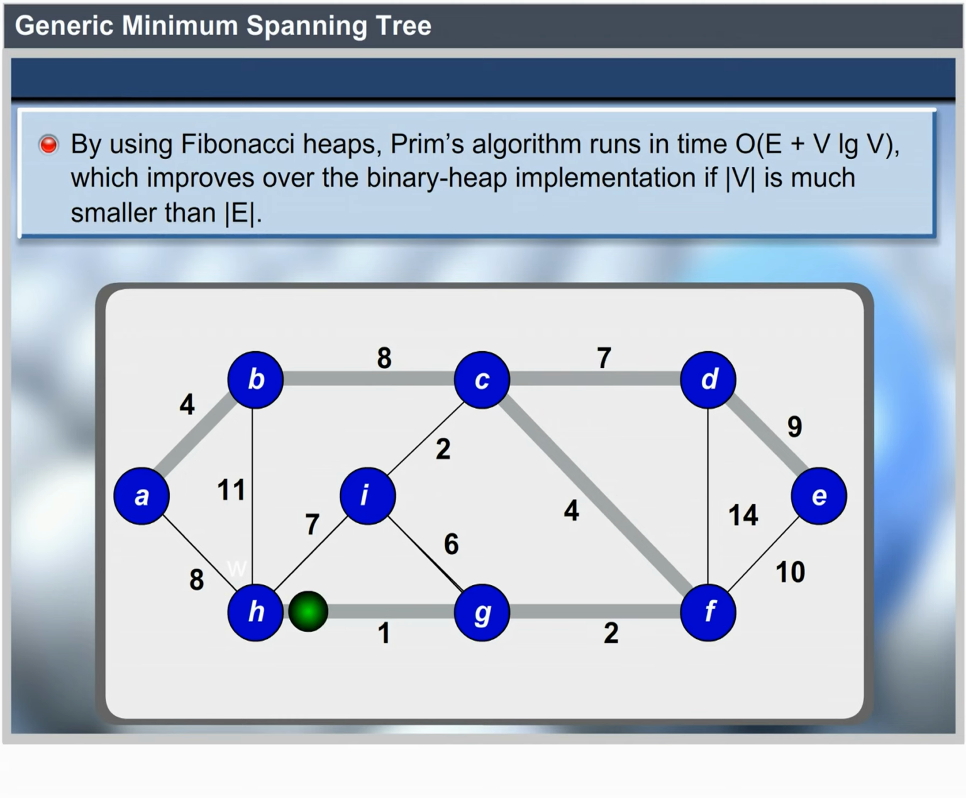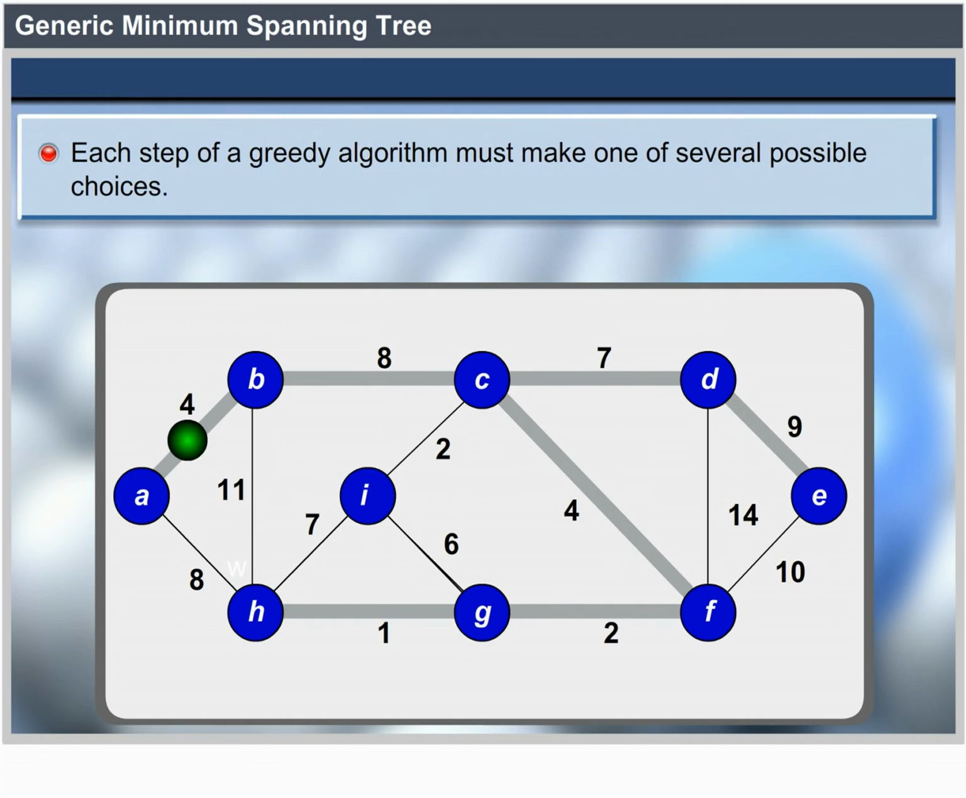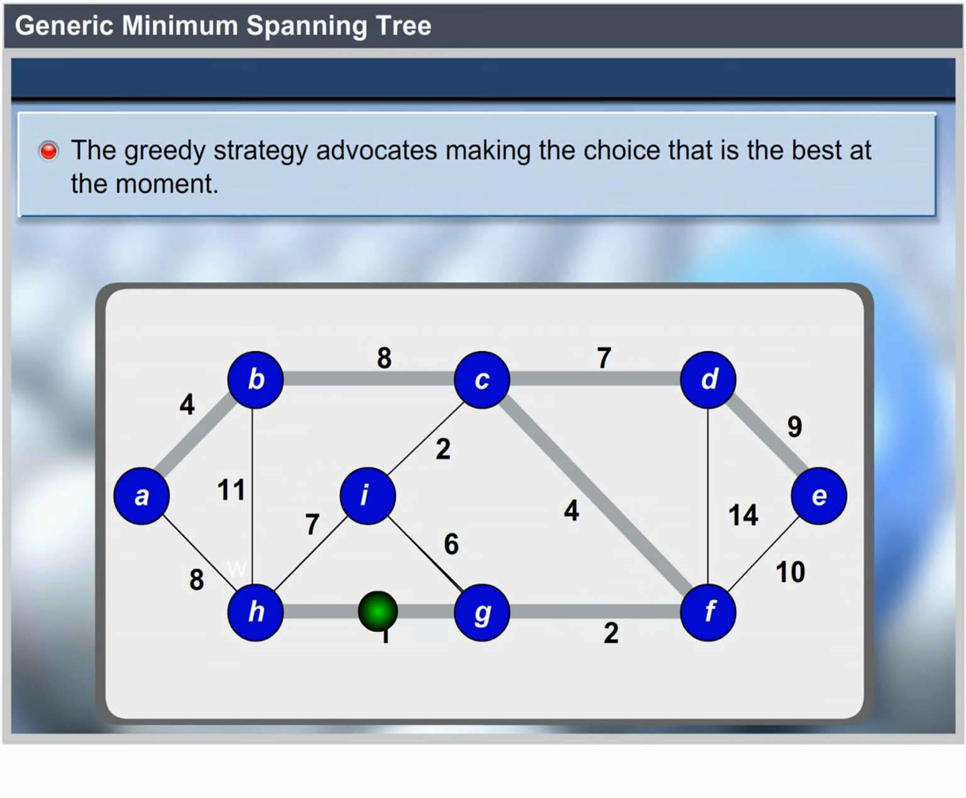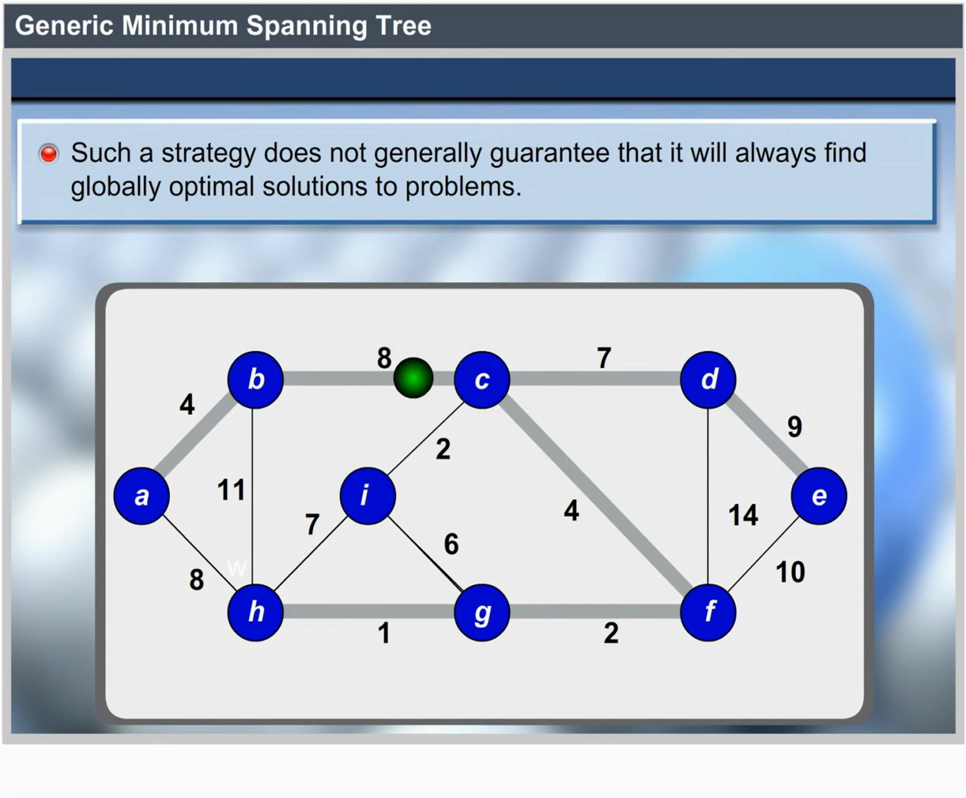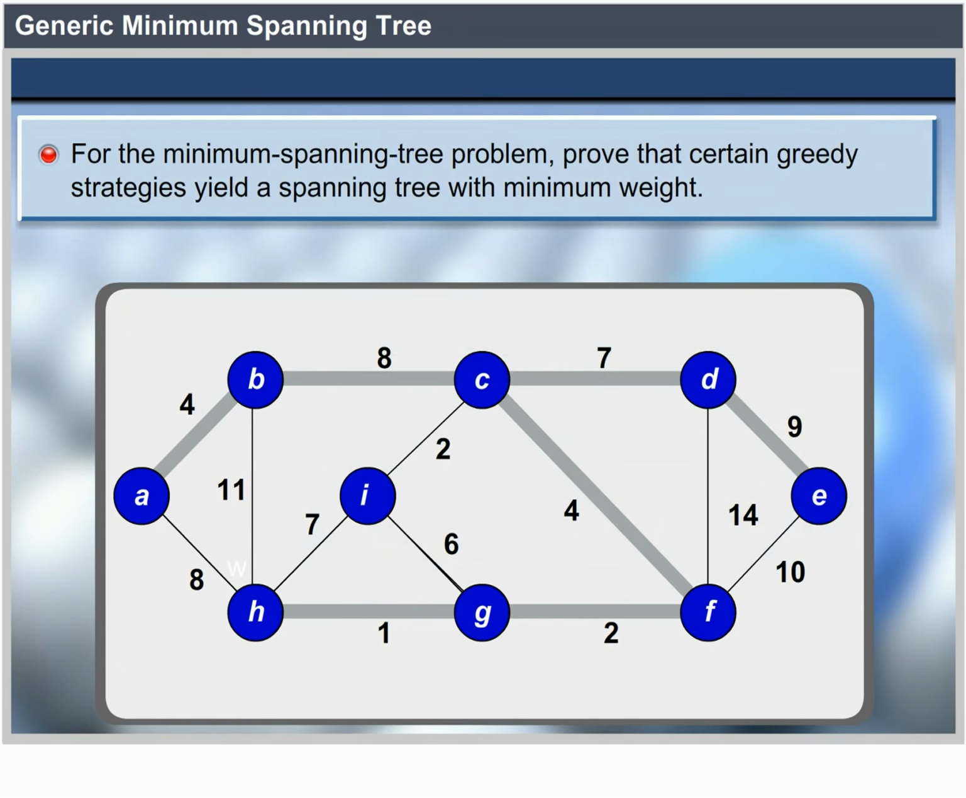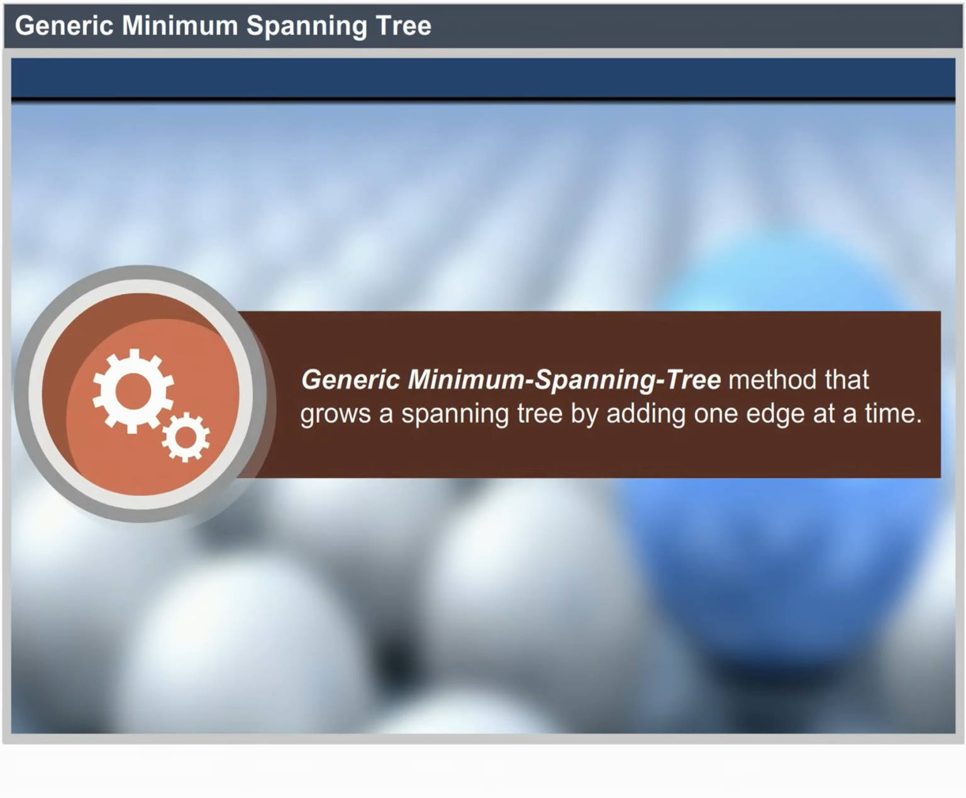Each step of a greedy algorithm must make one of several possible choices. The greedy strategy advocates making the choice that is the best at the moment. Such a strategy does not generally guarantee that it will always find globally optimal solutions to problems. For the minimum spanning tree problem, however, we can prove that certain greedy strategies yield a spanning tree with minimum weight. We present a generic minimum spanning tree method that grows a spanning tree by adding one edge at a time.